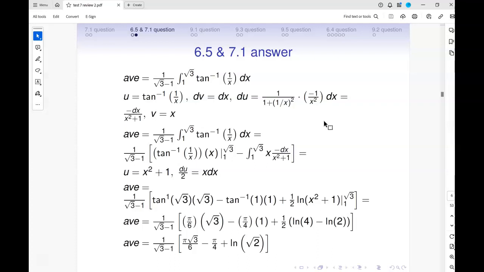Rita, what were you talking about, the quotient rule? So all I'm talking about is how I simplified this to here. Natural log 4 minus natural log 2 is the natural log of 4 over 2. And then 1/2 natural log 2 is the same as natural log of 2 to the 1/2 power. And that's that. So I just did some condensing there.